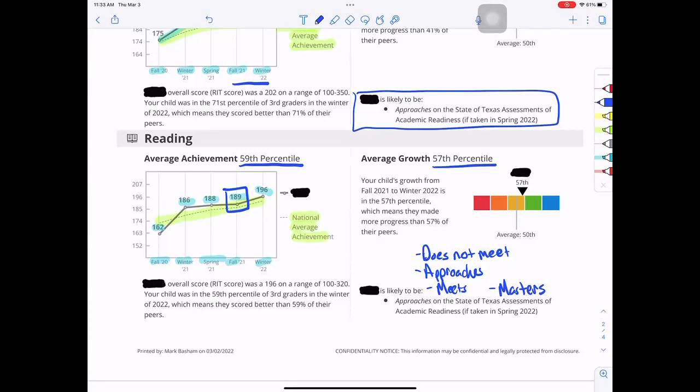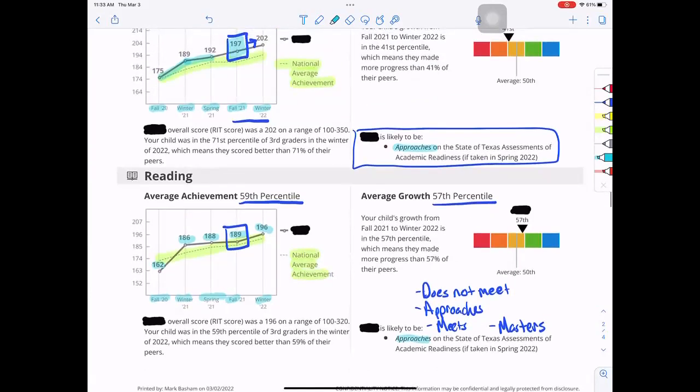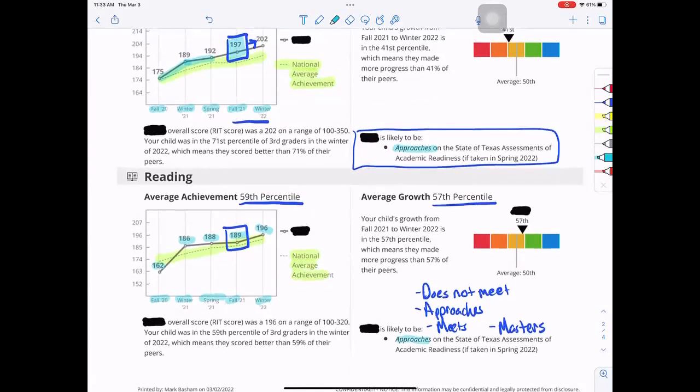And this student in both assessments is predicted to score at the approaches level. And what we've seen is this is pretty predictable. Based off their middle of the year scores and end of year scores, it's a pretty good correlation. About 90 to 95% of the students score what was predicted by their math score on the STAR. So it's another key component when you're talking to your student about where they might be scoring on the STAR test.